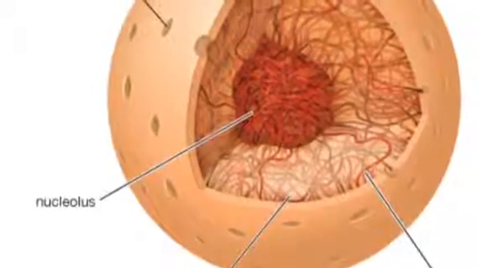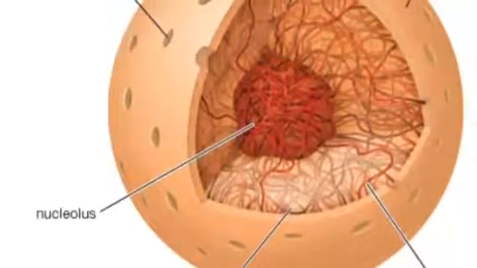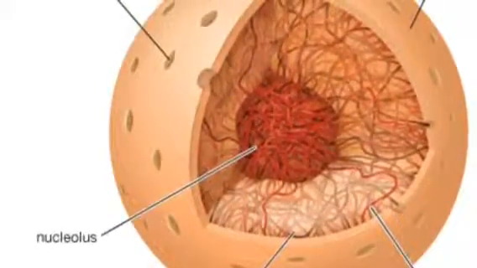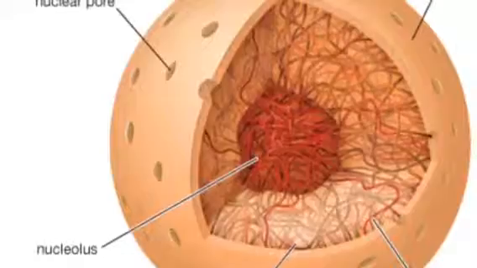The function of the nucleus is to maintain the integrity of these genes and to control the activities of the cell by regulating gene expression. The nucleus is the control center of the cell.